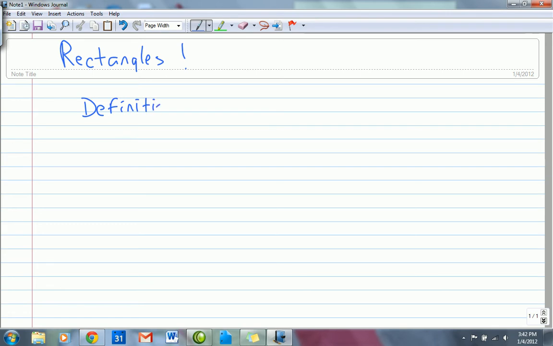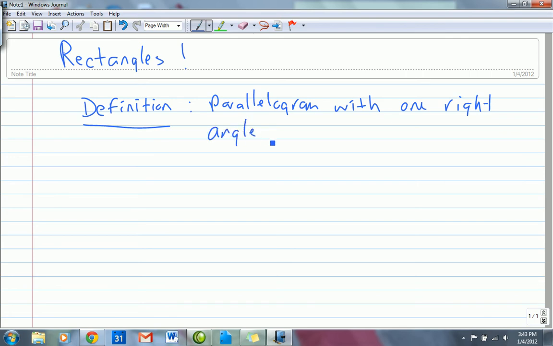is essentially a special type of parallelogram. It's a parallelogram with one right angle. Now, actually there are more than one right angle, but the definition that we're going to use is all we need is one right angle and a parallelogram. So a right-angled parallelogram is a rectangle, and so it looks like this.